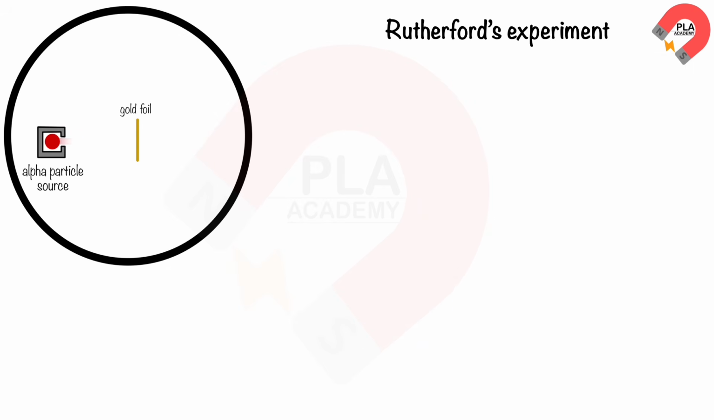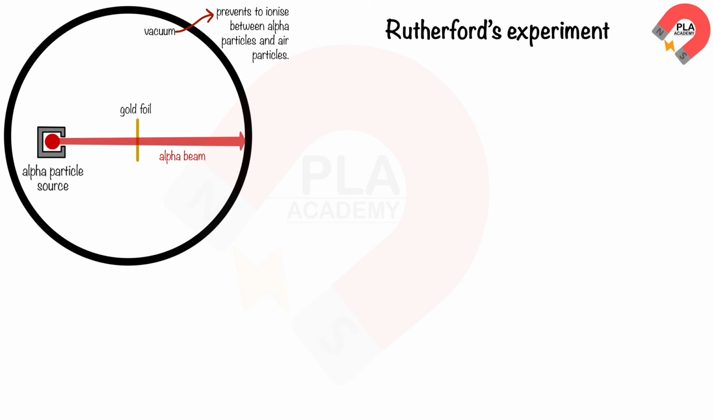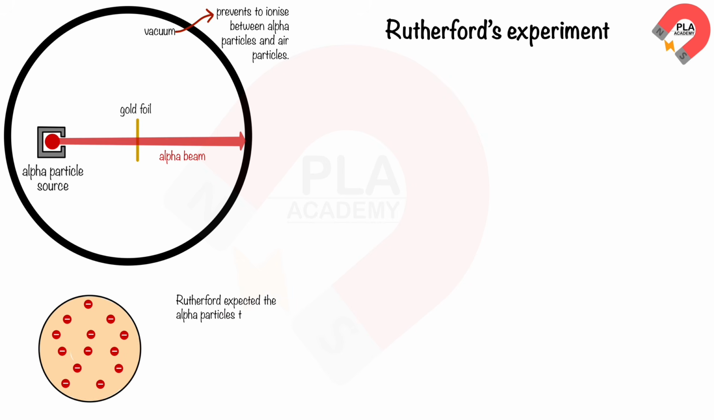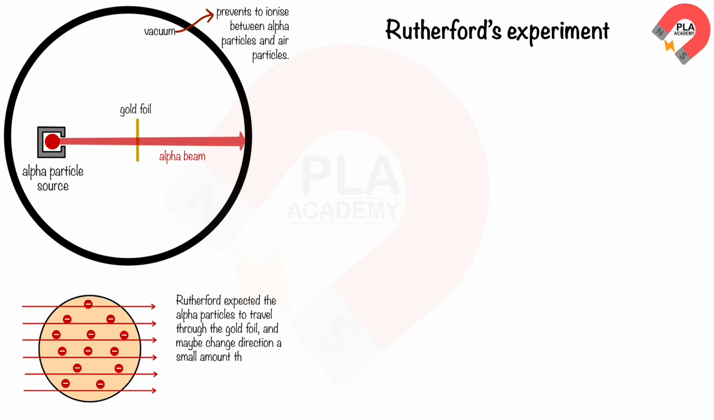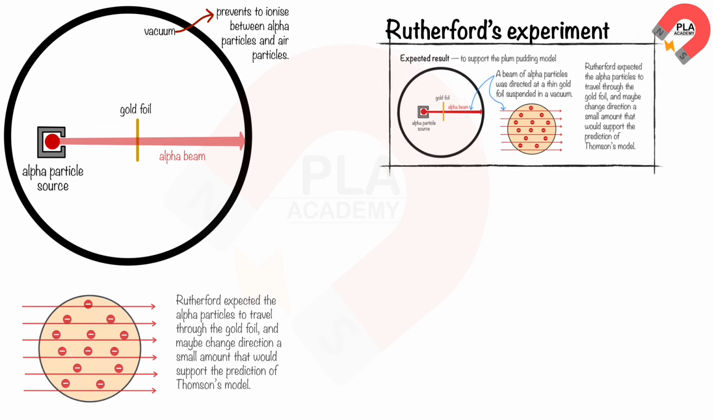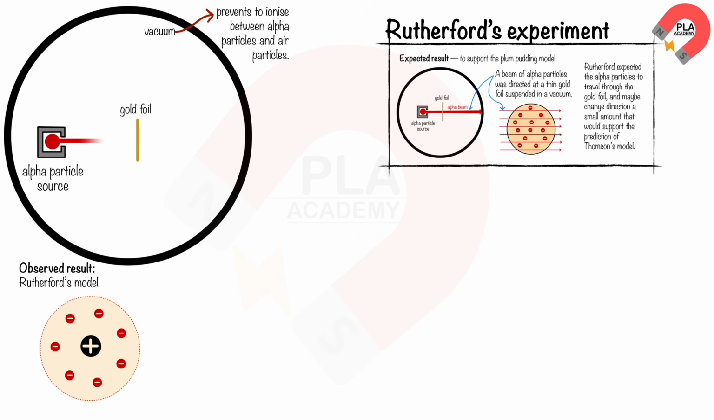Rutherford's experiment. A beam of alpha particles was directed at a thin gold foil suspended in a vacuum. A vacuum prevents ionization between alpha particles and air particles. They expected the alpha particles to travel through the gold foil, and maybe change direction a small amount, which would support the prediction of Thomson's model. But they discovered that most of the alpha particles passed straight through the foil.